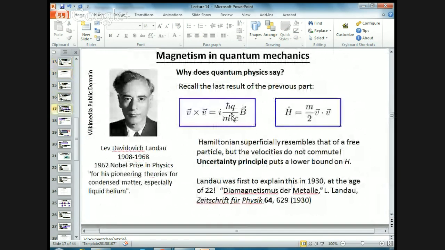in fact, you've seen this before. If you've taken quantum mechanics, you've seen something like this before. Classically we can have v dot v, v can be 0. Quantum mechanically, the components of v don't commute, so we can't have a vector of length 0. The uncertainty principle prevents it. That's exactly what this says. And so Landau used this fact when he was 22 years old. He wrote a paper that explained the phenomenon of diamagnetism of metals.